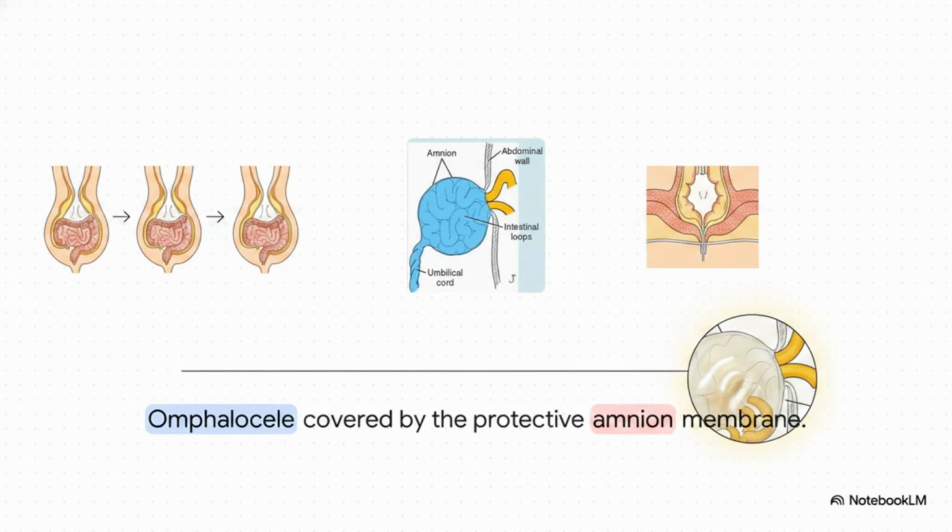malformations. Take a look at this image. It brilliantly illustrates the pathognomonic feature of an omphalocele. See how the herniated intestinal loops are physically covered by this protective amnion membrane? That translucent sac encasing the bowel right at the midline? That is your defining diagnostic feature. You absolutely have to commit that visual to memory.